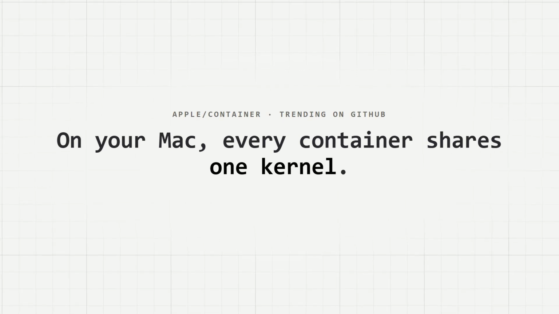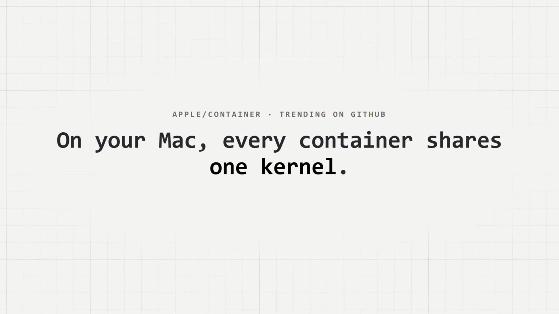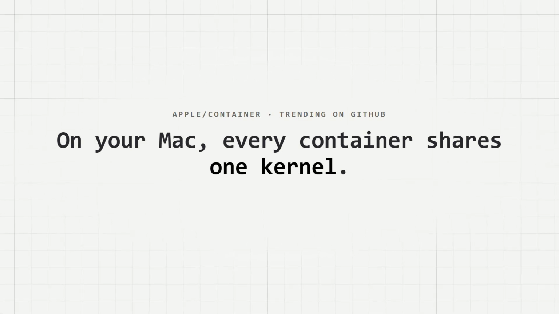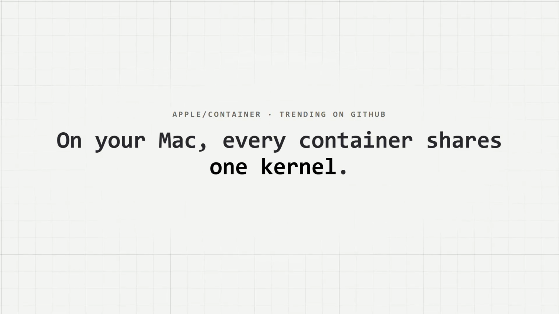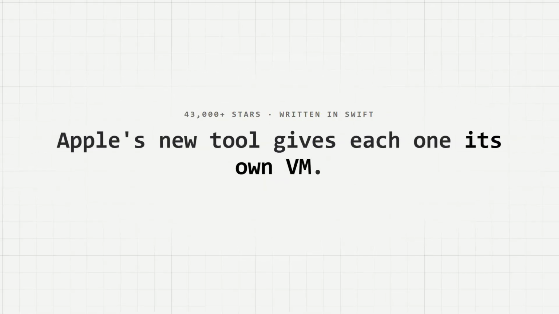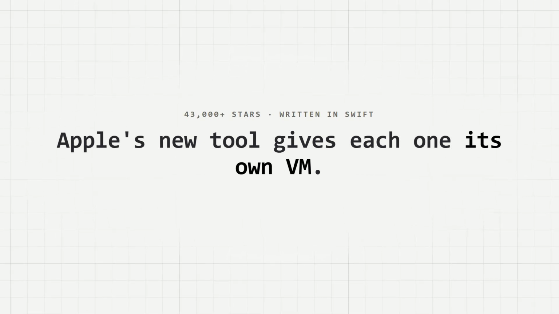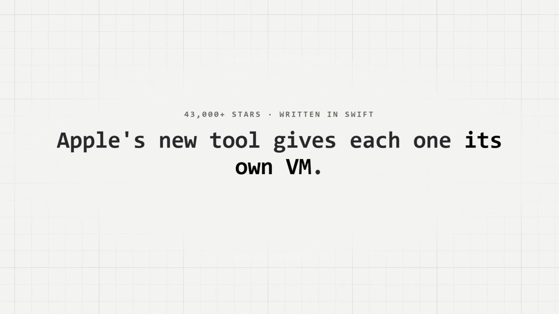On your Mac, every container you run shares a single kernel. Tools like Docker Desktop boot one Linux virtual machine and pack all your containers inside it. They're separated by namespaces, but they sit side by side on the same kernel in the same VM. If one breaks out, it's right next to all the others.